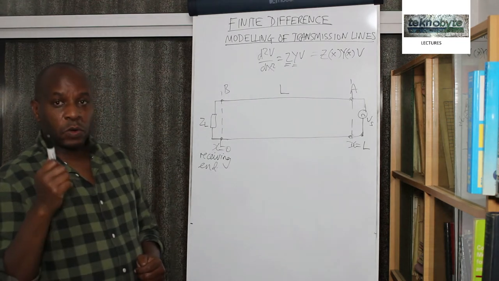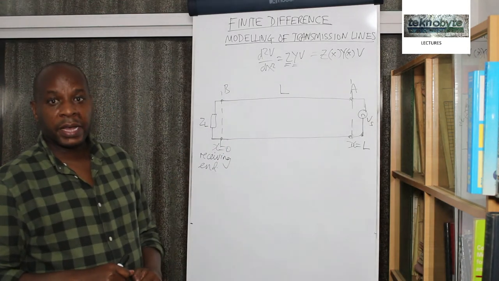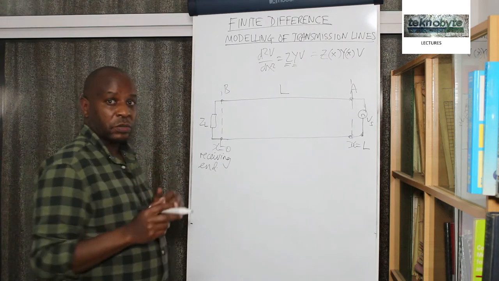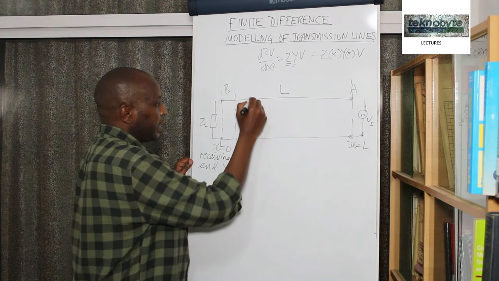So what we do in the case of the finite difference is to divide this line into N sections. Those sections may be equal or may not be equal. So let's first of all start by dividing that line.